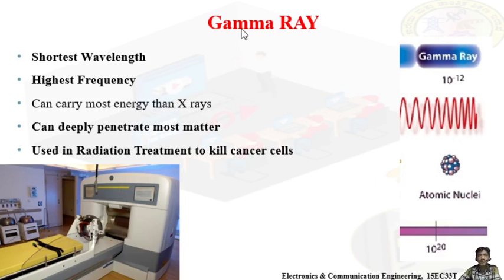The last one is gamma ray. The gamma ray is the electromagnetic spectrum having the shortest wavelength and highest frequency. It can carry more energy than X-ray and can deeply penetrate most matter. It is widely used in radiation treatment to kill cancer cells. Means it is widely used in hospitals to kill cancer cells.